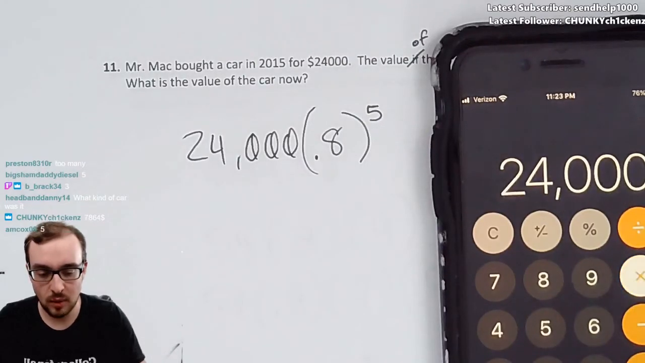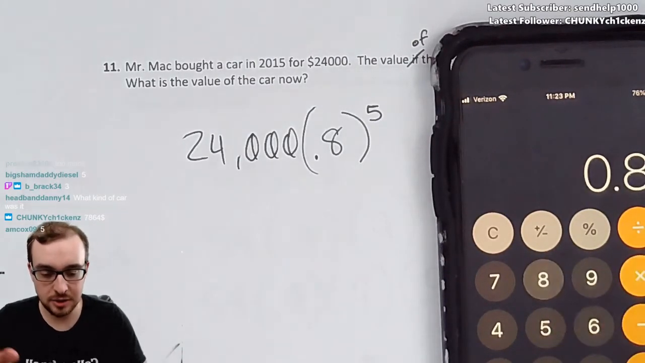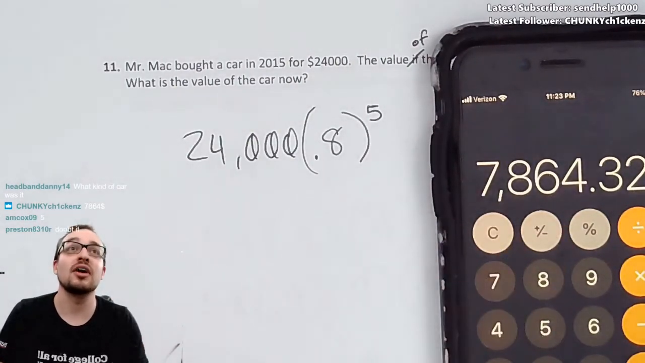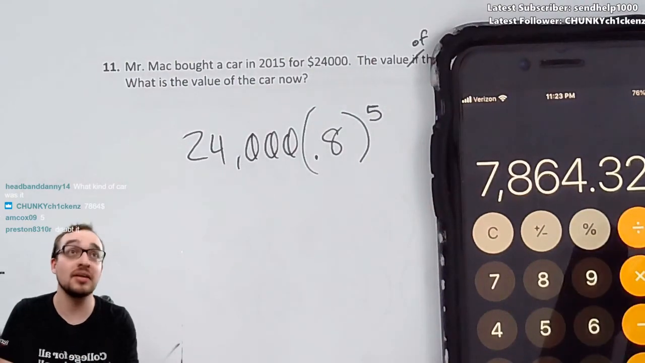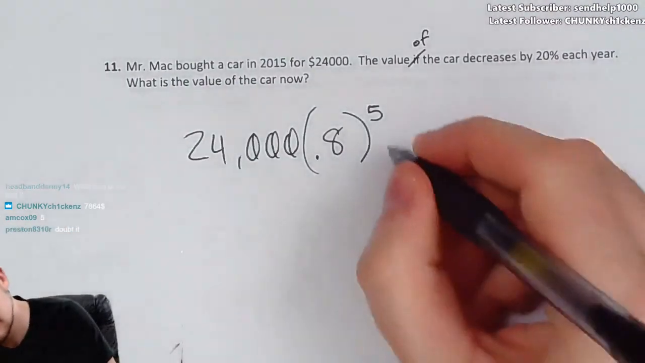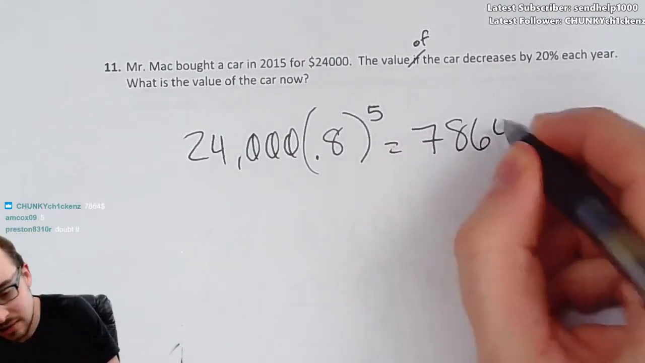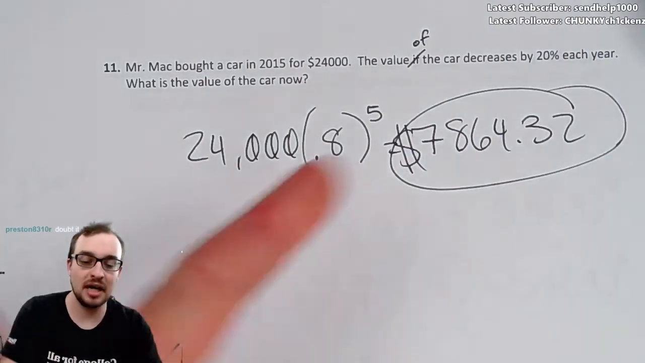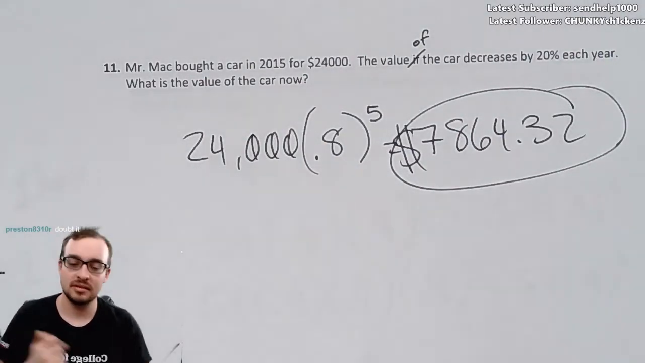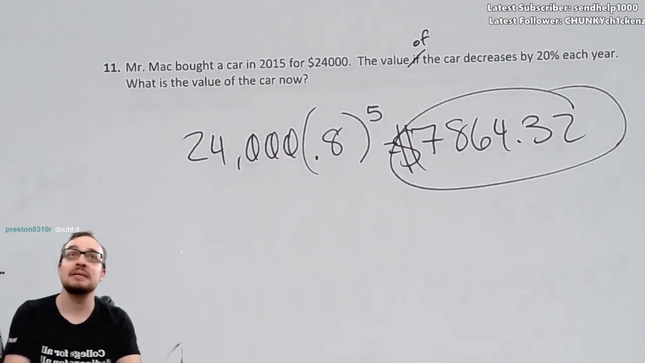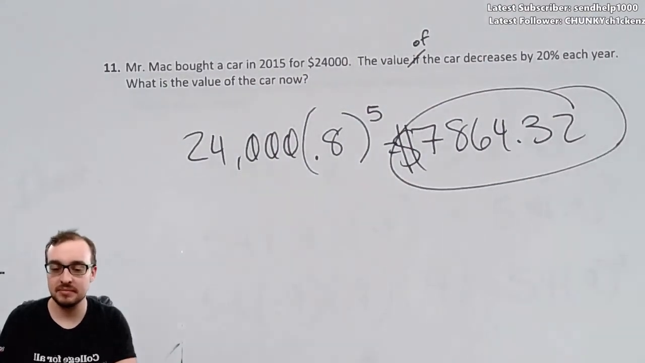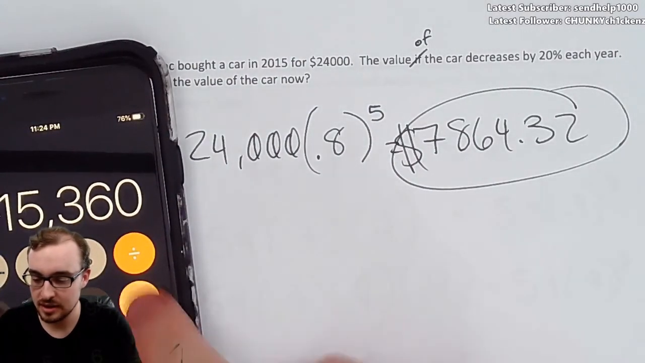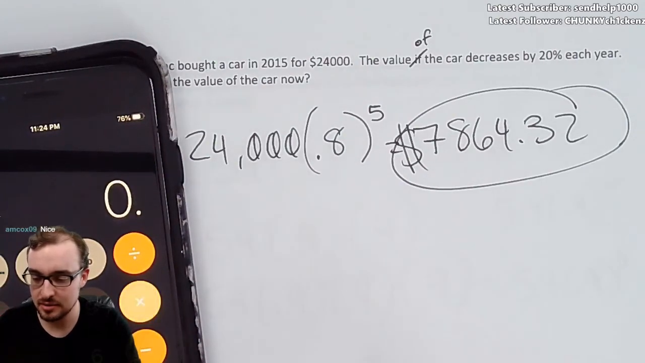So, 24,000 times 0.8 times 0.8, that's 2, times 0.8, that's 3, times 0.8, that's 4, times 0.8, that's 5. Your boy's car is only worth $7,864.32, if you needed it exact. But let's be honest, that's not going to be the exact amount. That's not good. 24,000 times 0.8 times 0.8 times 0.8 times 0.8 times 0.8.